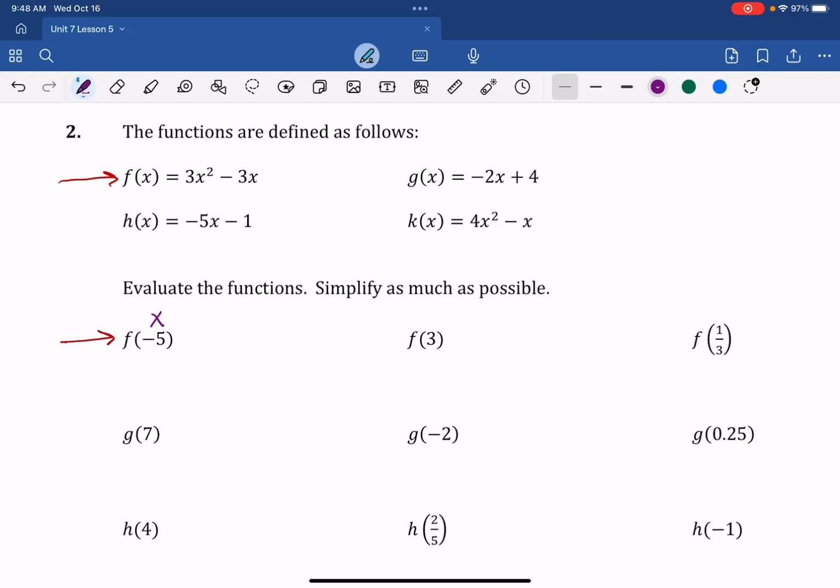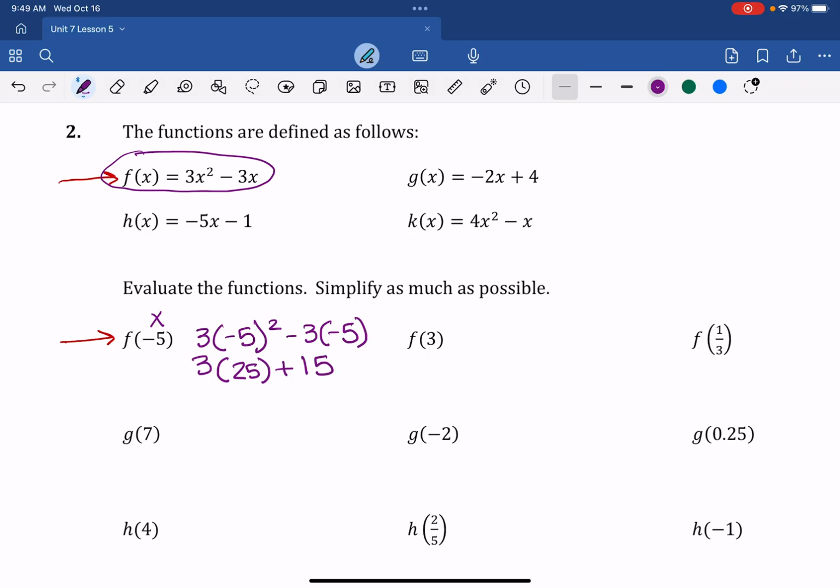So I'm going to take the f of x function up here and plug negative 5 in where the x is. So I'll have 3 times negative 5 squared minus 3 times negative 5. And then I just need to simplify that. So I would have 3 times 25 and then plus 15. If I kept going on that, I'd end up with 90. So f of negative 5 equals 90.